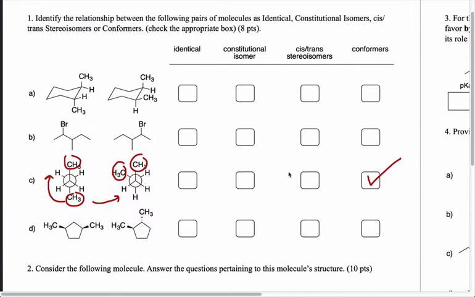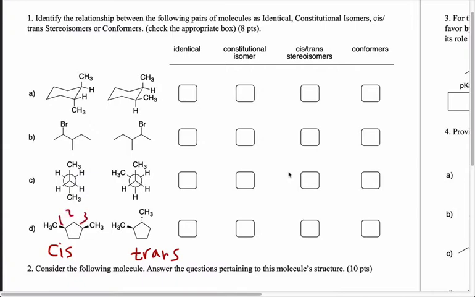Okay, and then the last one, although you might have been misled a little bit by the fact that here we have a molecule on the left where the methyl groups are cis, and the molecule on the right where the methyl groups are trans. In fact, these are not cis-trans stereoisomers because there's another change. The change is that here we have a 1,3-dimethylcyclopentane, and here we have a 1,2-dimethylcyclopentane.